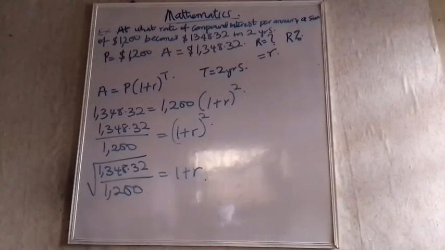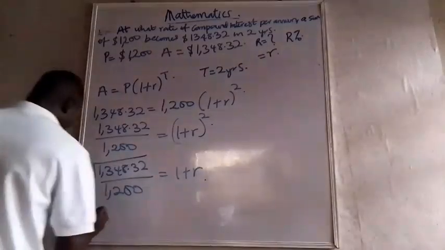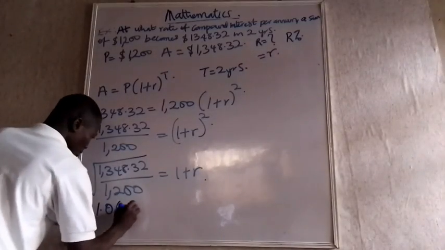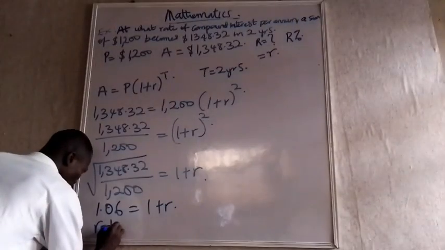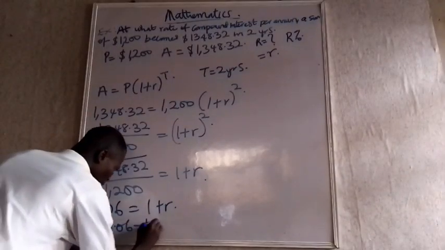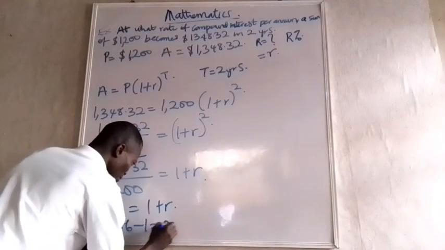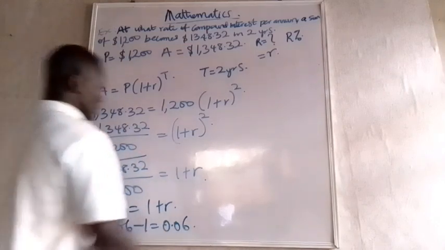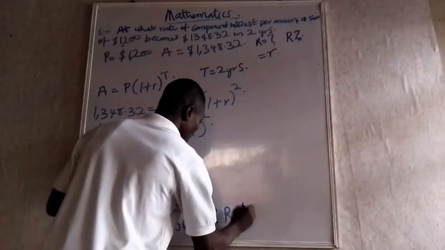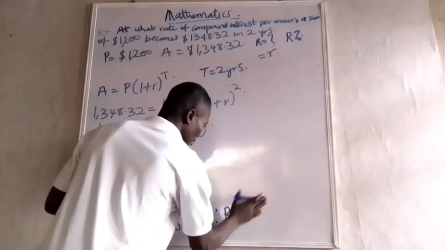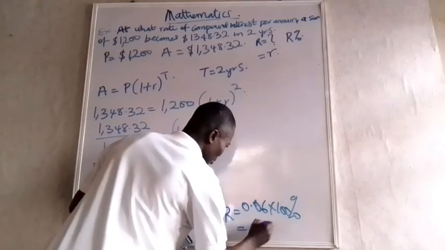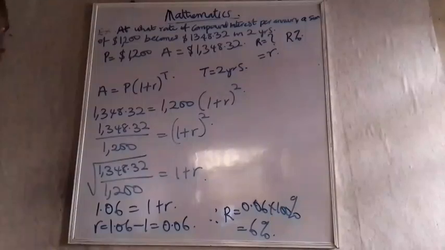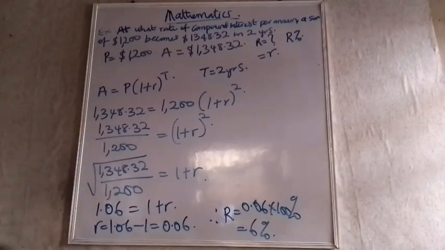Let's use the calculator. So we have 1.06 as 1 plus R. So R is 1.06 minus 1, which is 0.06. Therefore, R will be equal to 0.06 times 100%, which is 6%. So you can imagine, if not for this straight formula, it would have been difficult to find R.